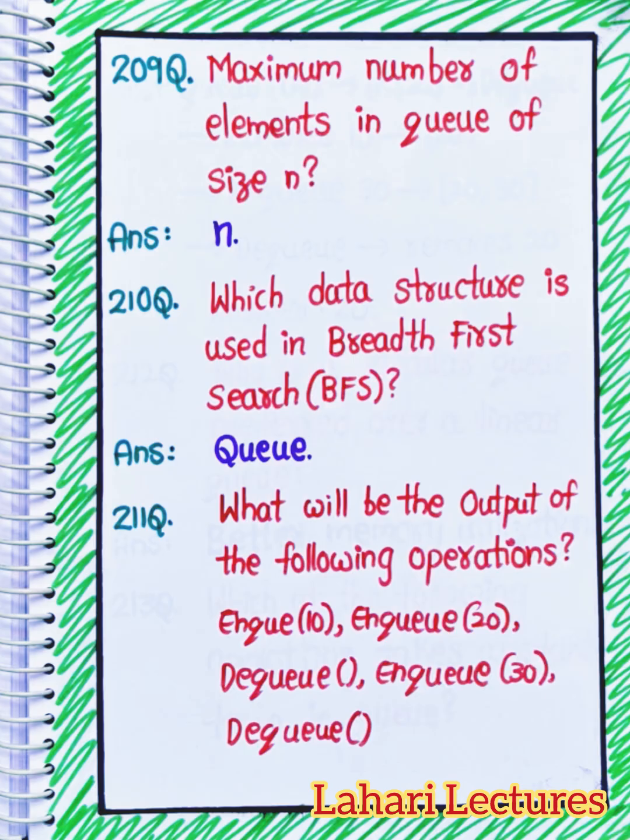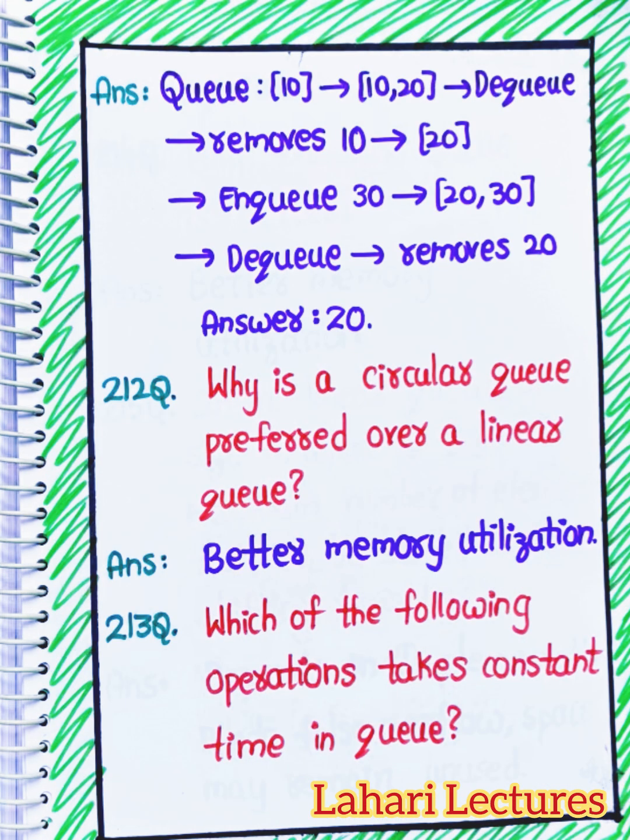NQ10, DQ20, DQ nothing, NQ30, DQ nothing. Here is the answer. NQ10, 10, 20, DQ removes 10, 20, NQ30 and 20, 30, DQ removes 20. So answer is the 20.